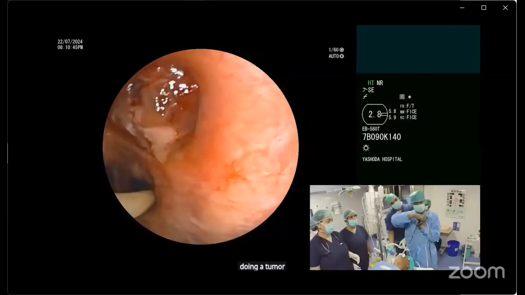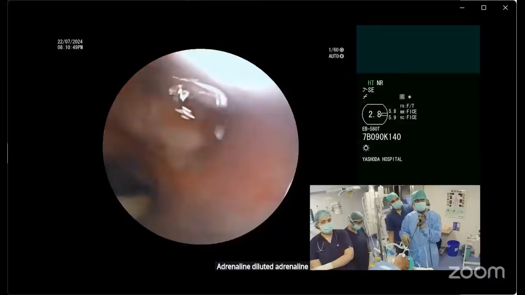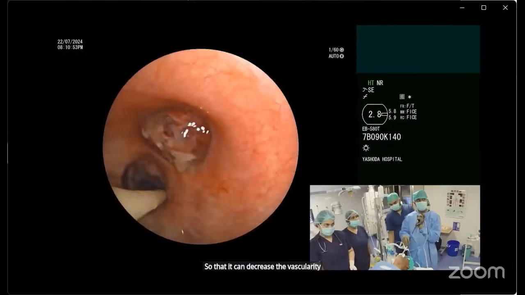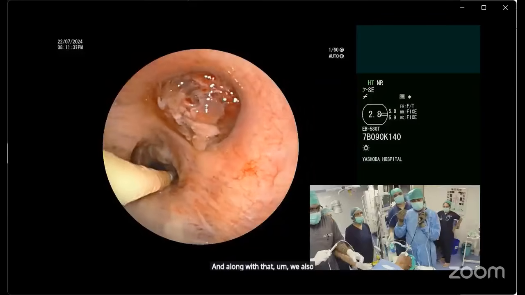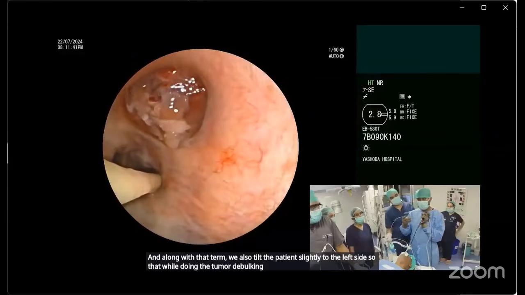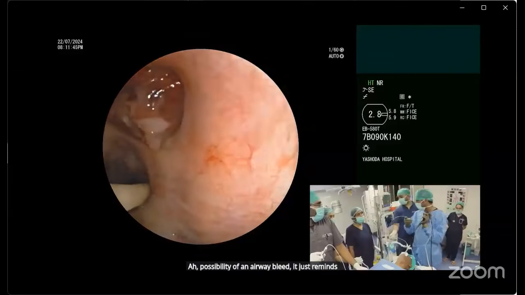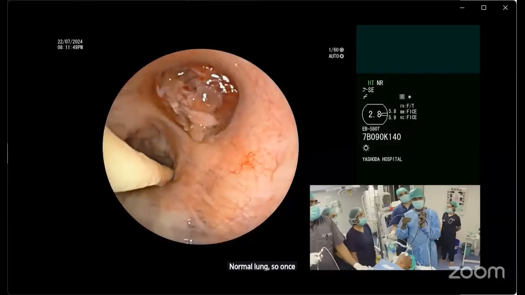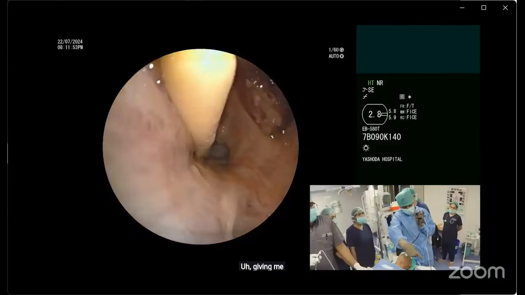So what I'm doing is taking diluted adrenaline and instilling it over the tumor so that it can decrease the vascularity to a certain extent. Along with that, we also tilt the patient slightly to the left side, so that while doing the tumor debulking, if there is an airway bleed, it remains in the left lung and does not contaminate the normal lung.